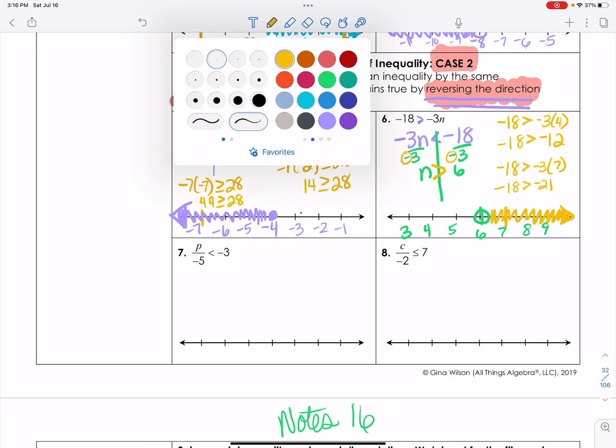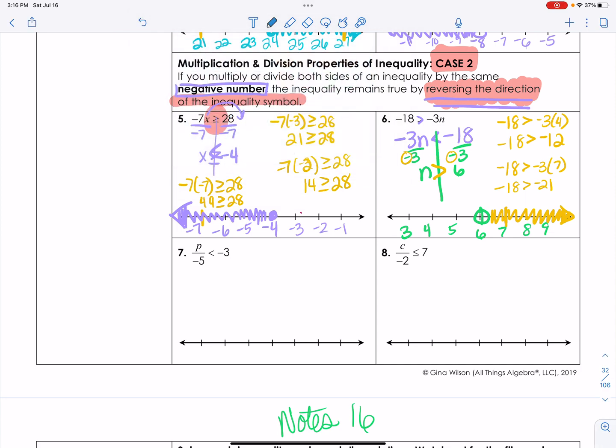Okay, so let's get these. If you need to pause and write all that down, that we flipped this sign, please do. Okay, so pause and get those written on your notes. We're going to do the next two together, and then we're going to do some practice.